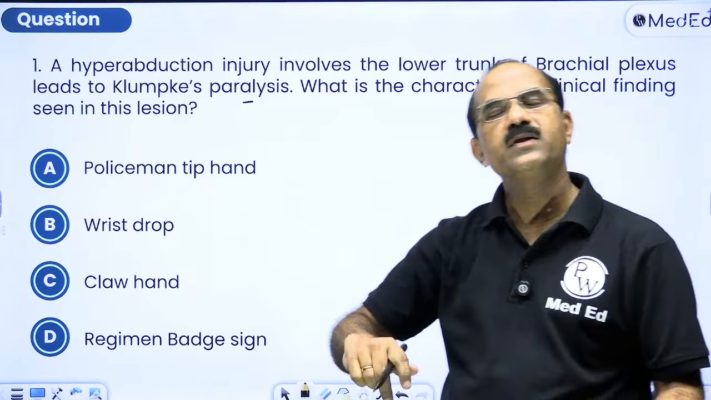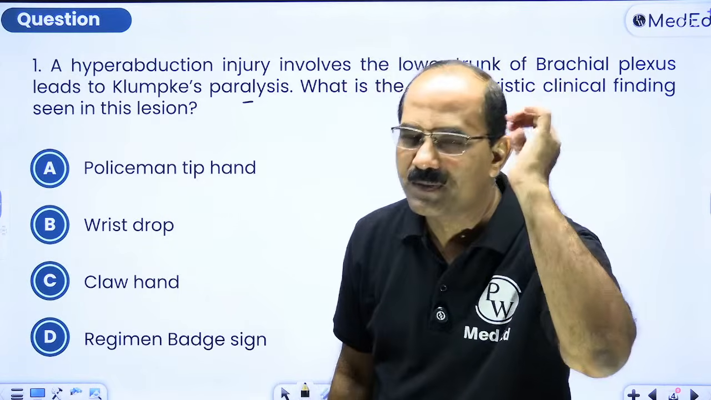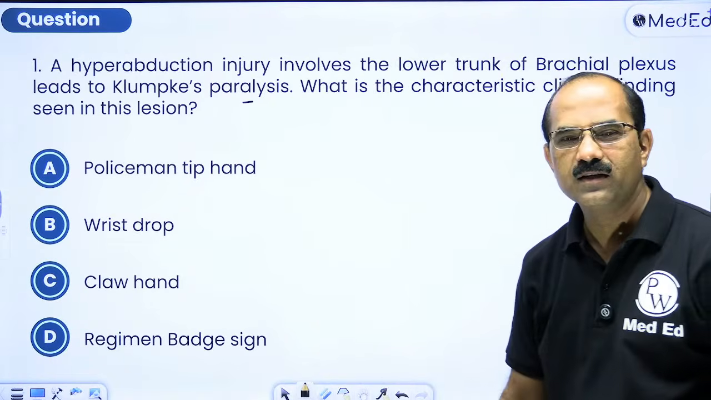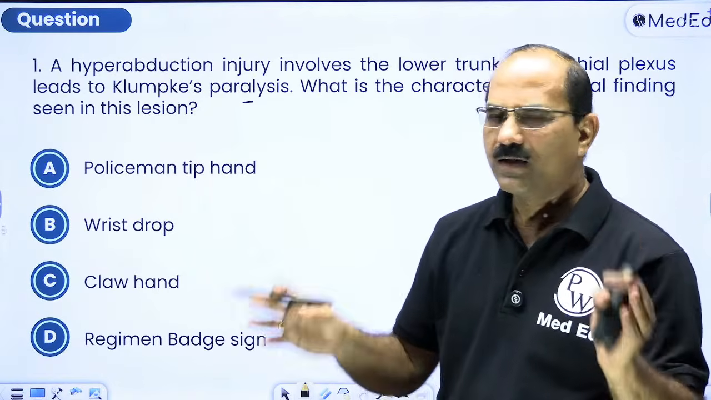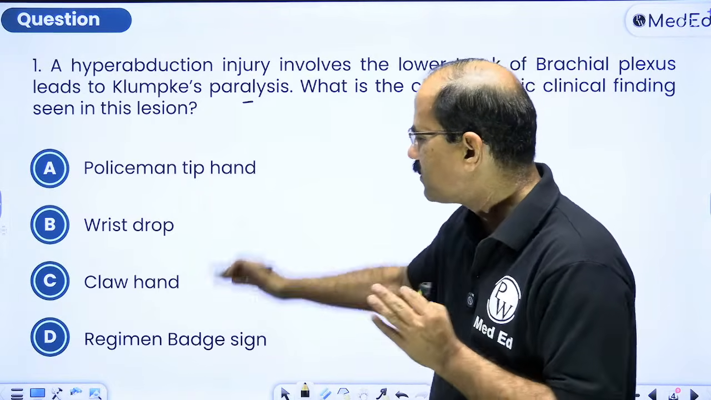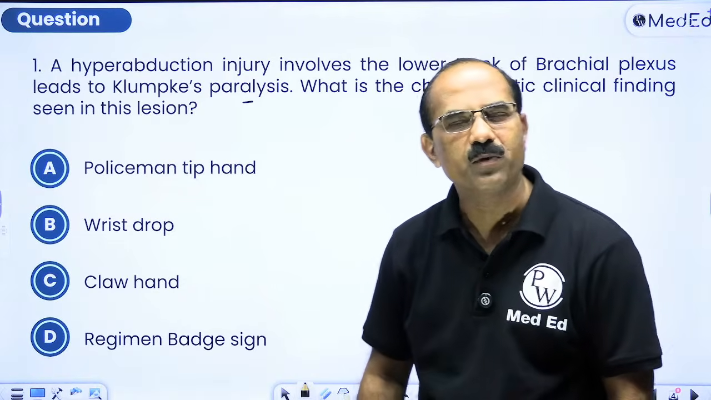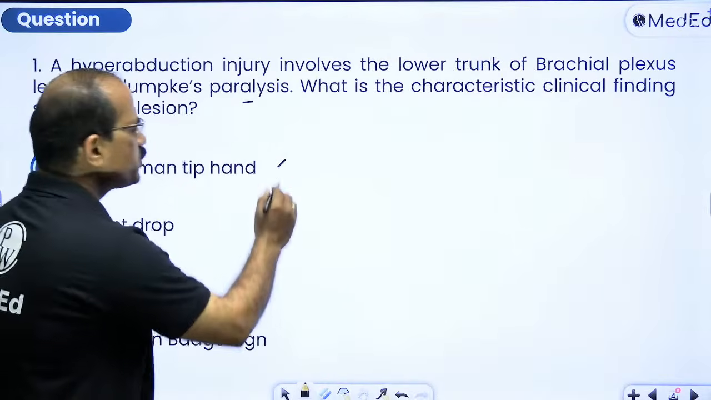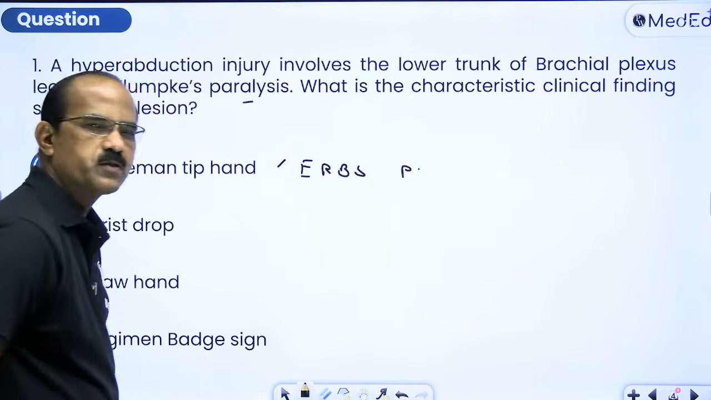So lower trunk injury से क्या होता है? Klumpke's paralysis होता है. Fine. Upper trunk injury से क्या होता है? Erb's paralysis होता है. So what is the characteristic clinical finding seen in this lesion? Klumpke's paralysis है, fine. So what do you get in this Klumpke's paralysis out of all this? Policeman stiff hand कहाँ पे मिलता है? Policeman stiff hand मिलता है Erb's paralysis में. So this is out.